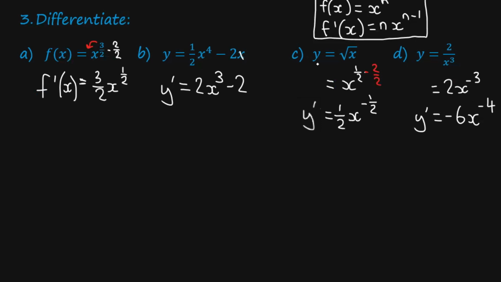Okay. So you can see that, yeah, we just follow that rule, and these slight variations like having a square root symbol or a fraction doesn't really change too much. Okay. We just keep following the rule, and that should work out well.